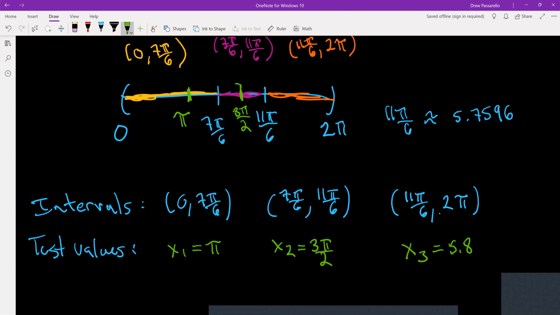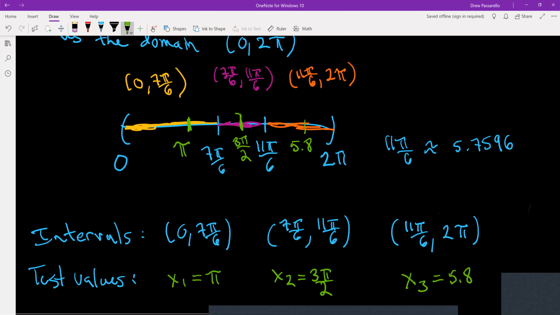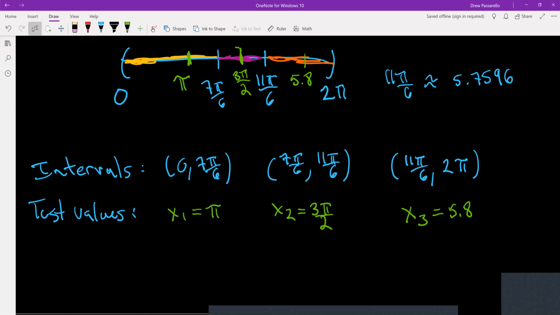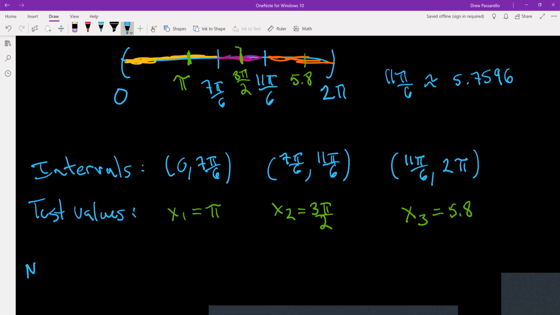Okay, so all right, again, this is just my visual representation. It's not necessarily going to be accurate as far as the distances go, but visually it helps to see. So these are my test values. Now I need to plug these into the derivative, into f prime, or really it's y prime.